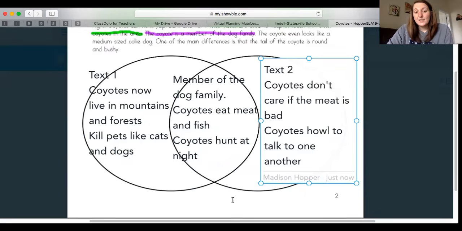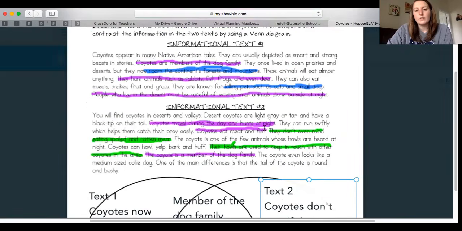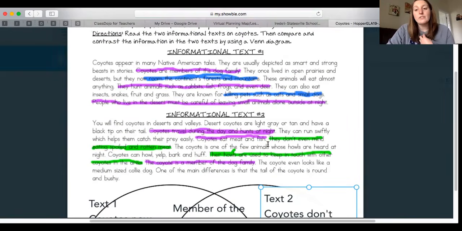So that is basically all you need to do. Be sure that you're being very specific when you're writing your text. Don't say they both talk about coyotes. That's not going to help you. We want to make sure that we're being very specific. And I would love it if my class would highlight, that way I can see where your responses are.